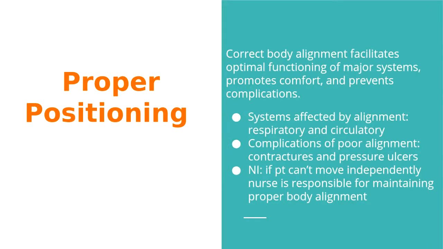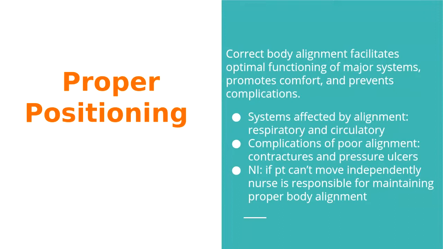So I'm gonna start with proper positioning. Proper positioning is super important because it allows you to optimize certain major systems within the body, promotes comfort, and prevents complications. So the systems that are most affected by proper positioning and alignment are the respiratory system and the circulatory system, which makes sense because we said in other classes, like you can prone a patient if they're having ARDS, or for circulatory system, you know that if you raise a person's leg, less blood will go and pool at the bottom of their legs, things like that.